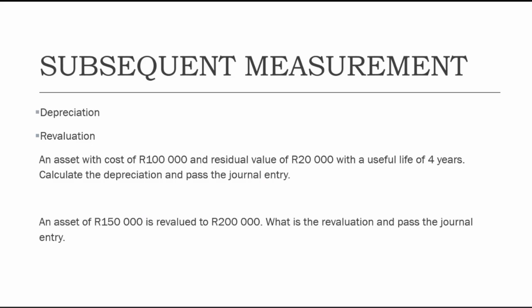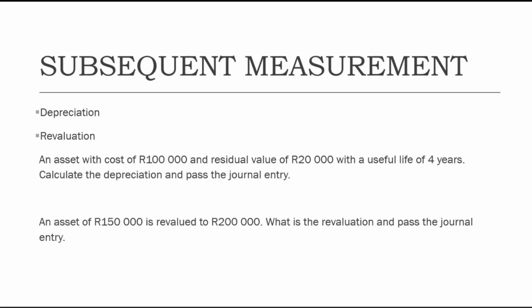Joyce said debit depreciation and credit accumulated depreciation. Okay, that's right. Debit depreciation 20,000, credit accumulated depreciation 20,000. That is excellent. So whenever you debit depreciation expense, you credit accumulated depreciation.